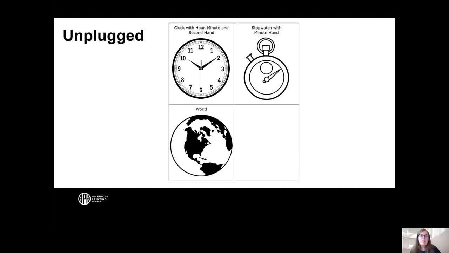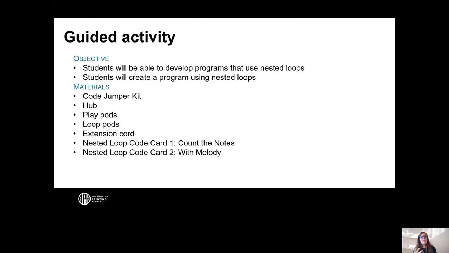So students can take these pictures, they can color them, they can put stickers on them, or they can take their own and then put it inside their computer science journal and write about what that nested loop actually means. So then we'll take that and go into our guided activity.